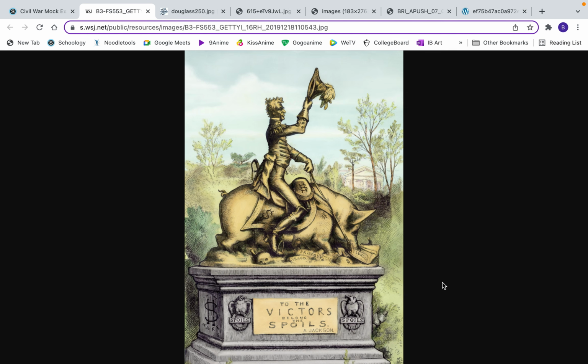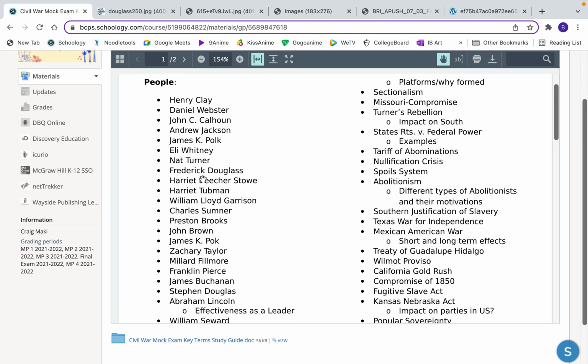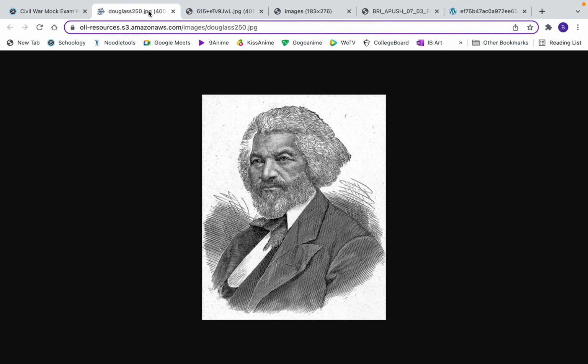Anyways, a spoil system, right? So then we're going to talk about abolitionism. This is something that I do feel confident enough to talk about. So, this is Frederick Douglass. Say hi, Frederick Douglass. He's an abolitionist. I'm not going to mention his name again.